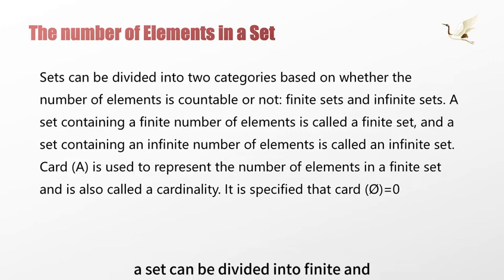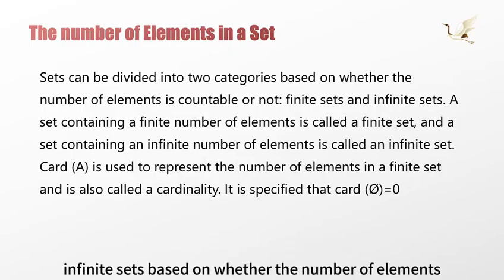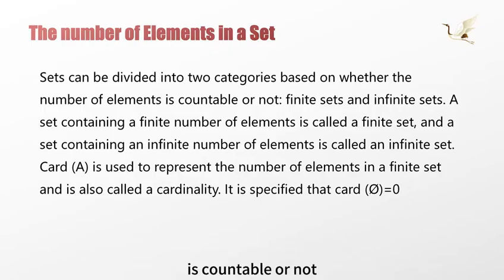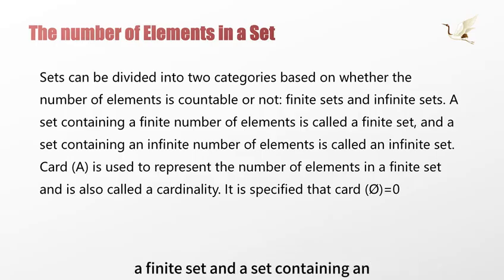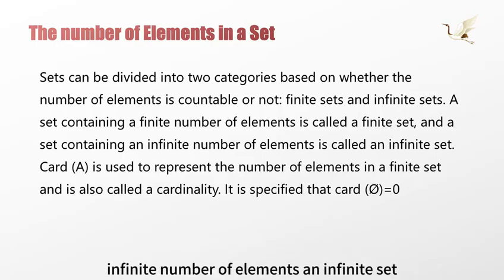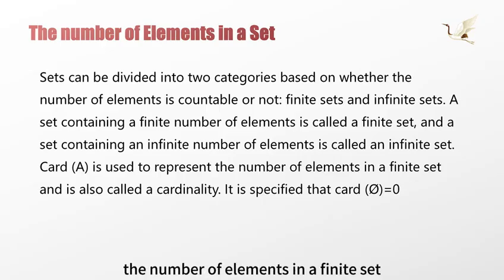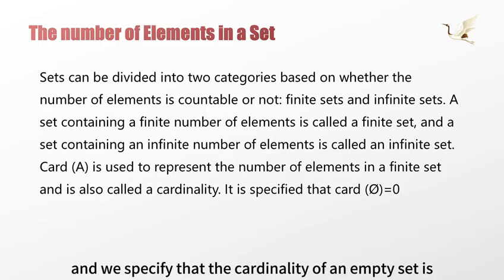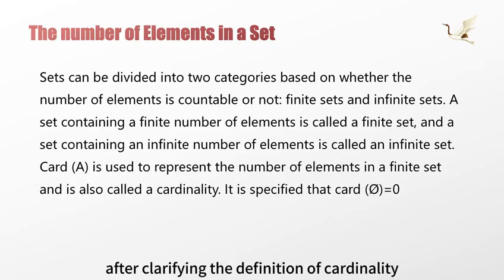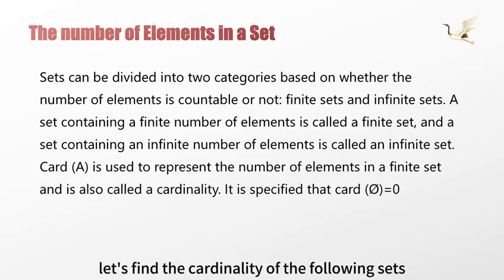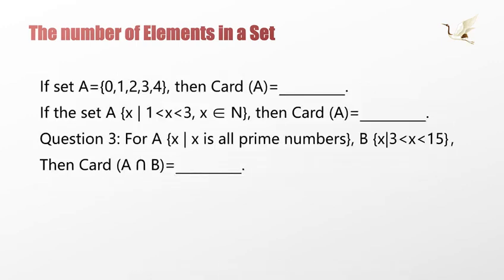A set can be divided into finite and infinite sets based on whether the number of elements is countable or not. We call a set containing a finite number of elements a finite set, and a set containing an infinite number of elements an infinite set. Card A is used to represent the number of elements in a finite set, also known as the cardinality, and we specify that the cardinality of an empty set is 0. After clarifying the definition of cardinality, let's find the cardinality of the following sets together.